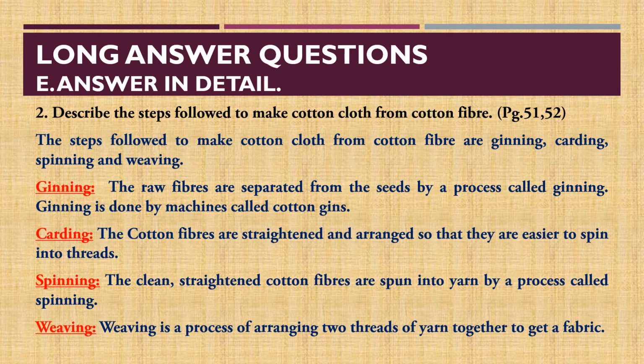Carding: the cotton fibers are straightened and arranged so that they are easier to spin into threads. Spinning: the clean, straightened cotton fibers are spun into yarn by a process called spinning. Weaving: weaving is a process of arranging two threads of yarn together to get a fabric.